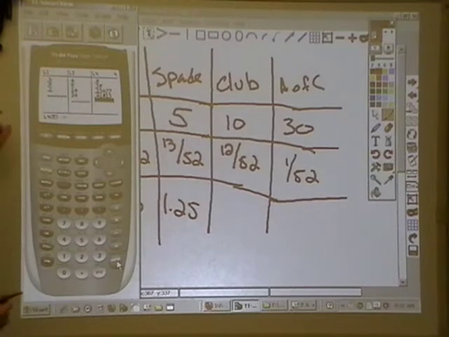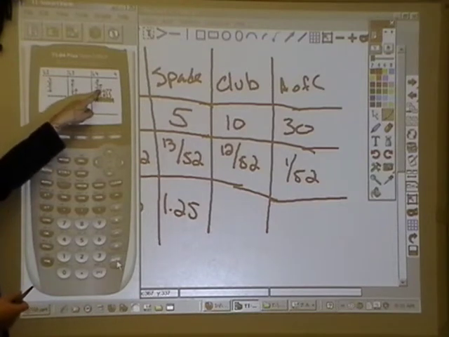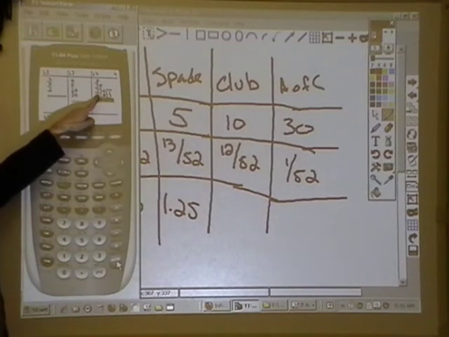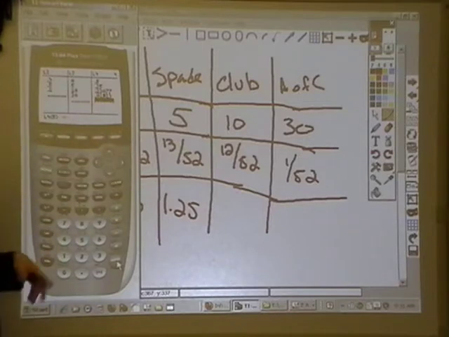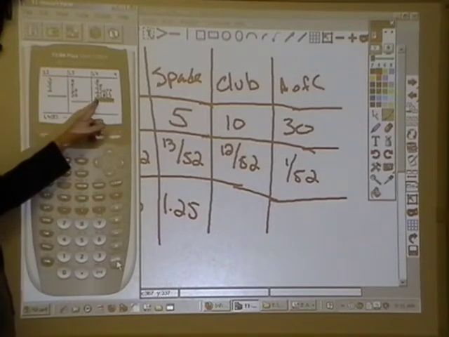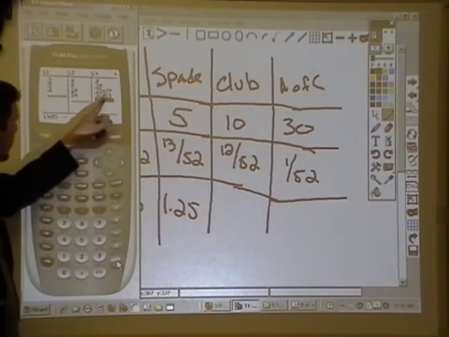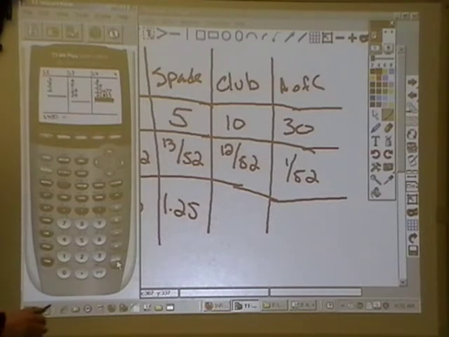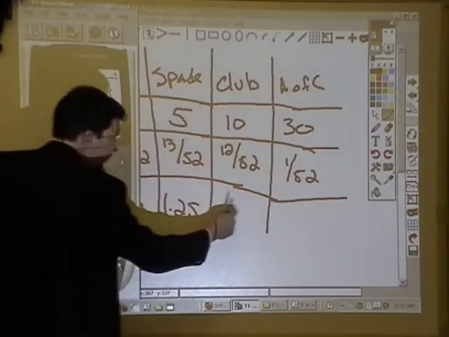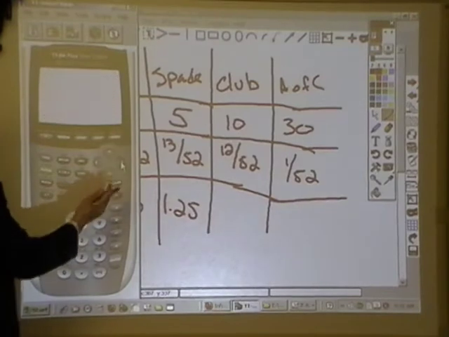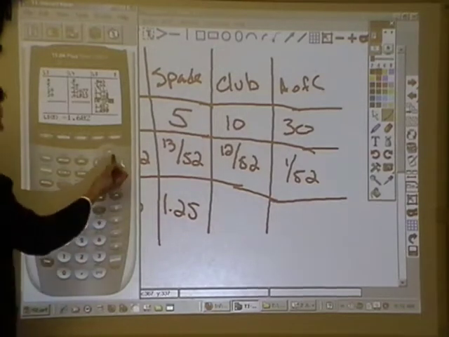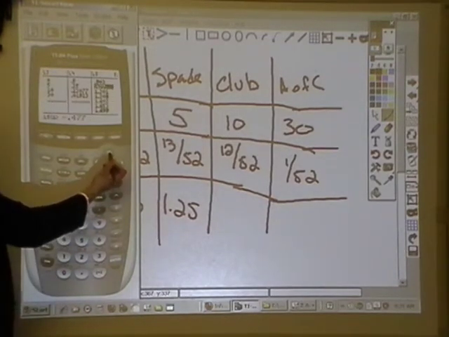Enter. So what this says is that the probability of getting $5 is 0.25. The probability of getting $10 is 0.23077. I can barely read it myself. And the probability of getting $30 is 0.01923. So what I want to do is find out what these values are. I'm going to make my life a little easier and go to L5. I've got stuff in L5, but that's all right, it'll go away in just a second.